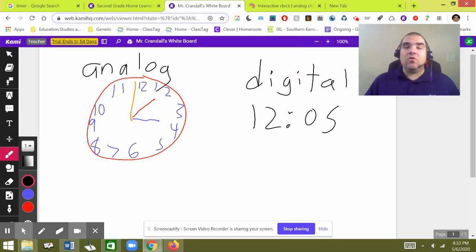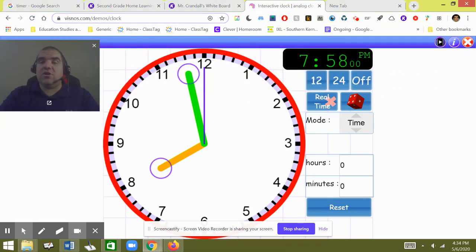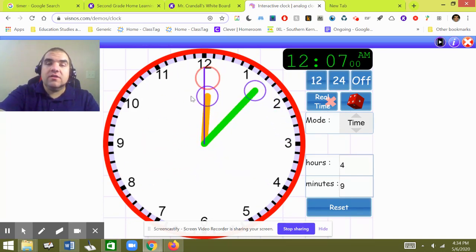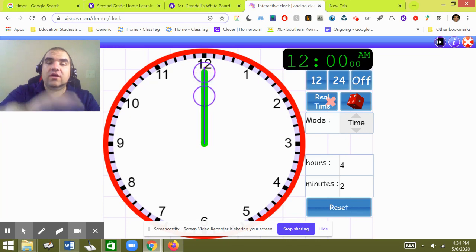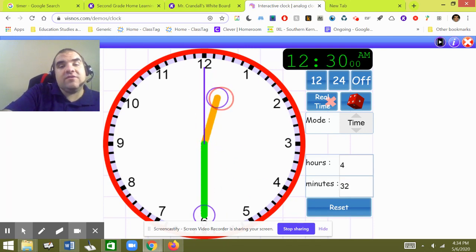All right, so real quick before we start, I'm going to go to an interactive clock right here. First, I'm going to set it to 12 o'clock, just like in my drawing. And let's move the hands around. There we go. As you can see, at 12 a.m., both the minute hand and the hour hand are in the same spot. Oh, but you can't tell because the hour hand is covered.